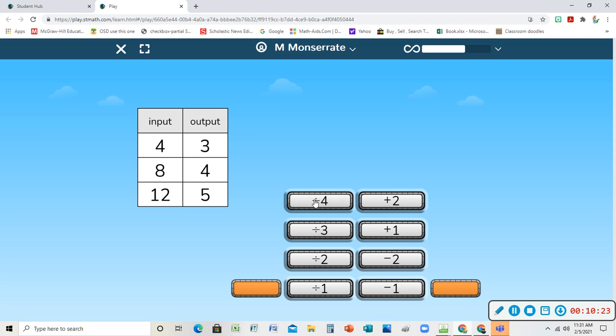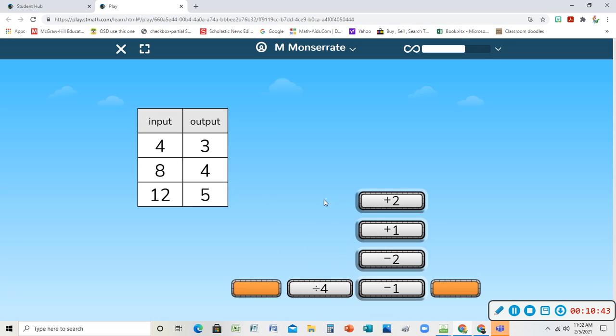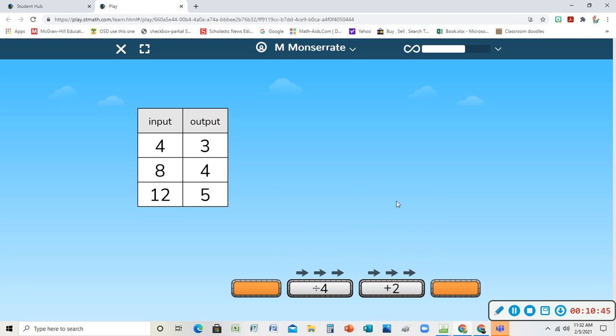So I'm going to go up here to divide by 4. 4 divided by 4 is 1. Plus 2 is 3. So let's see if that's going to work here. 8 divided by 4 is 2. Plus 2 is 4. 12 divided by 4 is 3. Plus 2 would be 5. So that's what I'm going to do. I'm going to divide by 4 first, and then I'm going to add 2.